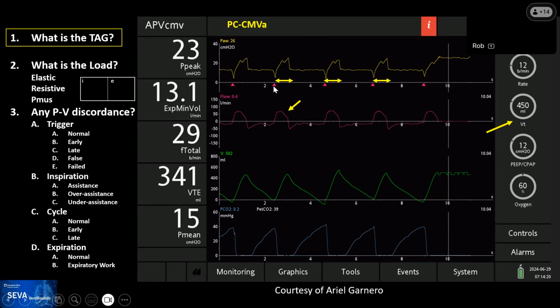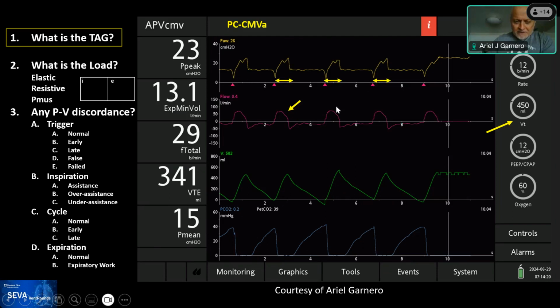We see that these little triangles here represent that this is being pressure triggered. And we see that every single inspiratory time seems to be the same, even though there's a variable inspiratory effort. So, yeah.